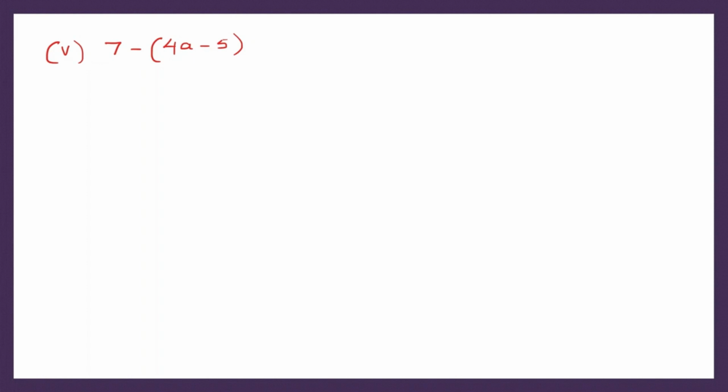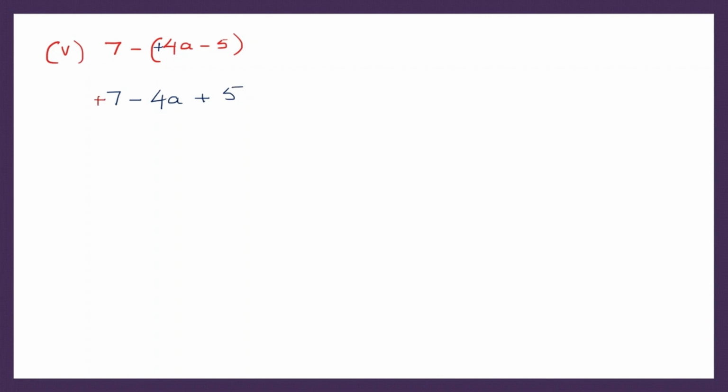Question 5. 7, we write it as it is. Now minus, we need to change the sign of all the terms inside the bracket. So plus 4a becomes minus 4a, minus 5 becomes plus 5. So now we can put the signs wherever there's a sign missing. Okay, so this becomes 7.